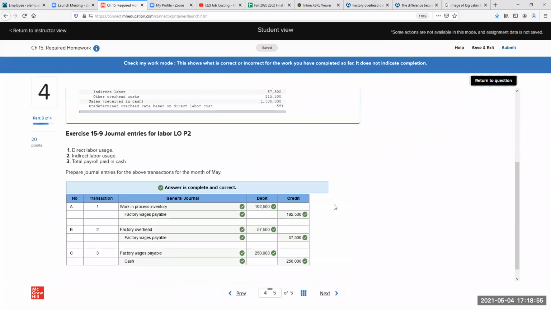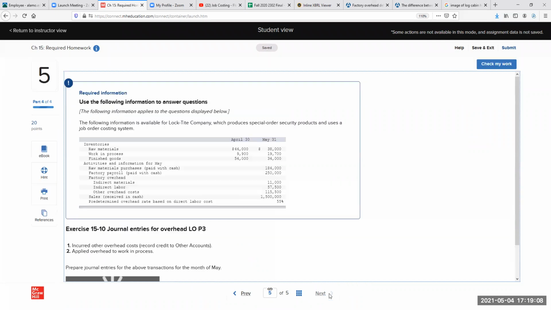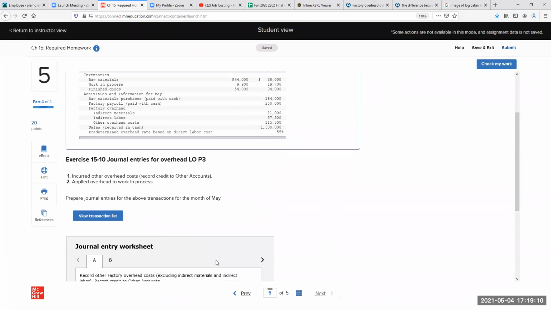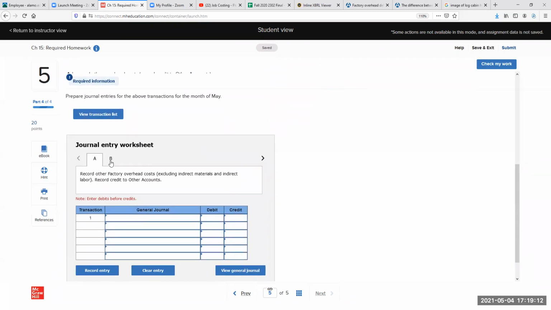So I hope this is starting to make sense to you. Direct material, direct labor goes in work in process. Indirect labor, indirect materials, factory overhead. And then you pay the cash, which is the total amount. Now, journal entries for overhead. Here's where we're applying it.